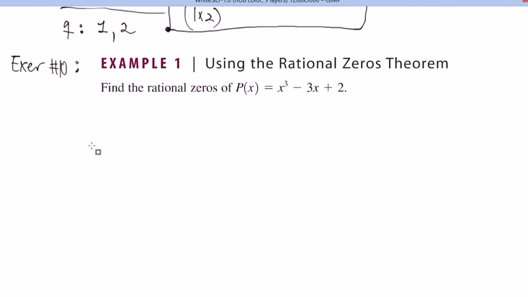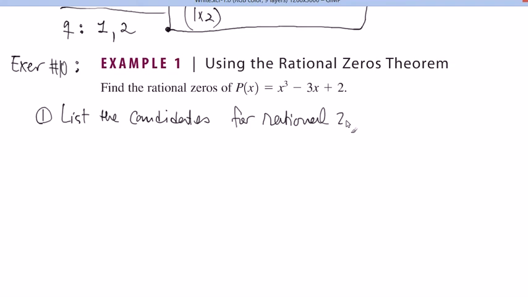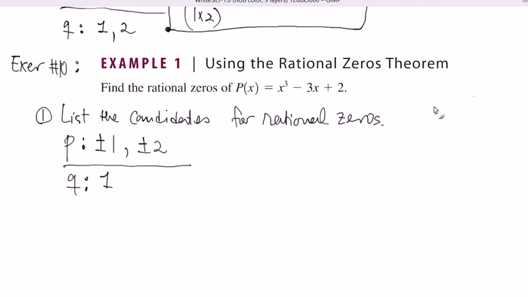All right. First, this is the problem. First part is to list the candidates for rational zeros. We're going to list them, but they're not all 0. You have to test them, right? So which one's 0 and which one's not. P is coming from all the integer factors of the constant. So it could be plus minus 1, it could be plus minus 2. And that's it, right? Q is coming from 1, so 1 is the only thing.